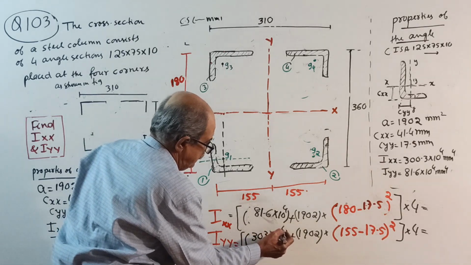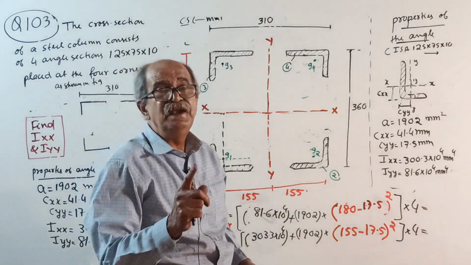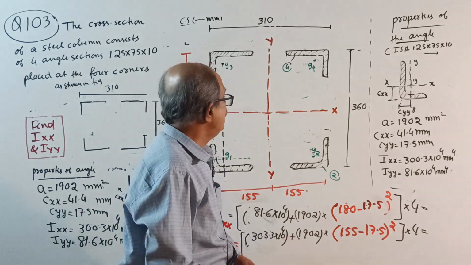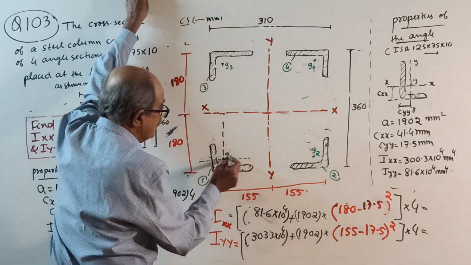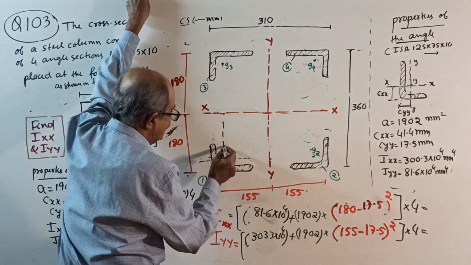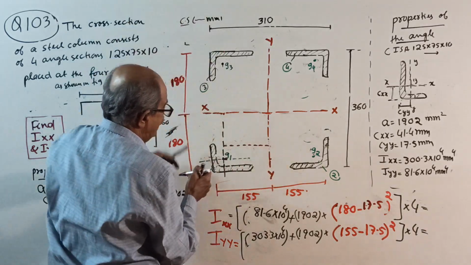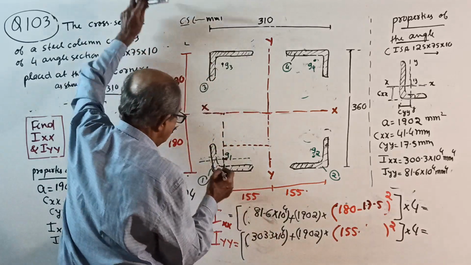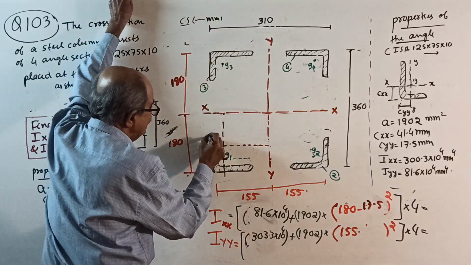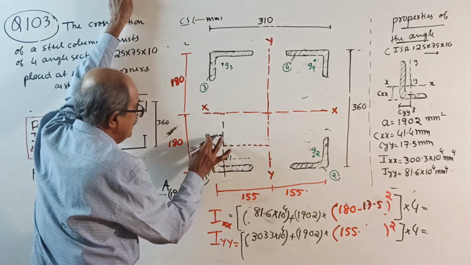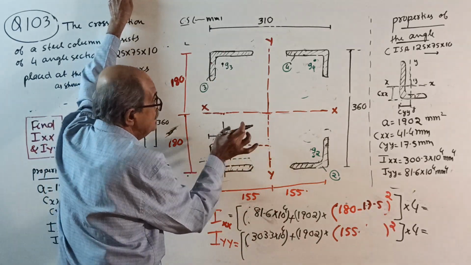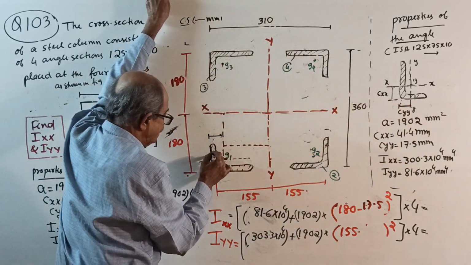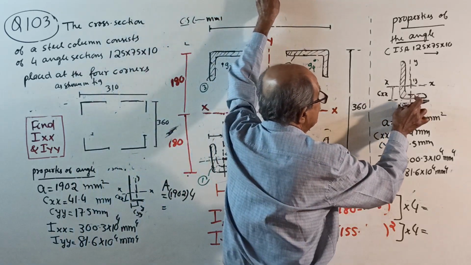You should not copy this way. You should make this an independent question. Do not look at the last time's question, but compare it. Plus area into the distance from centroid G1 to YY, this distance squared. That distance is 155 minus this distance. This distance is not that distance, because this is the distance from the shorter leg, but this is the distance from the longer leg.